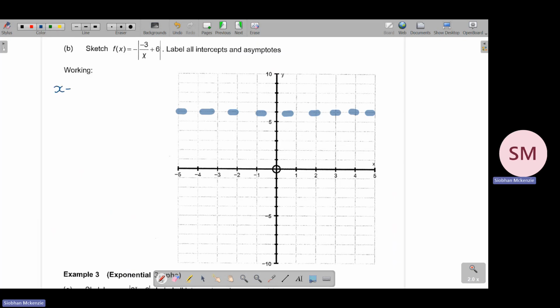So to find our x-intercept, we make y equal to 0, right? So we've got 0 is equal to negative 3 over x plus 6. So minus 3 is equal to negative 3 over x. So minus 6x equals minus 3. So x equals a half.